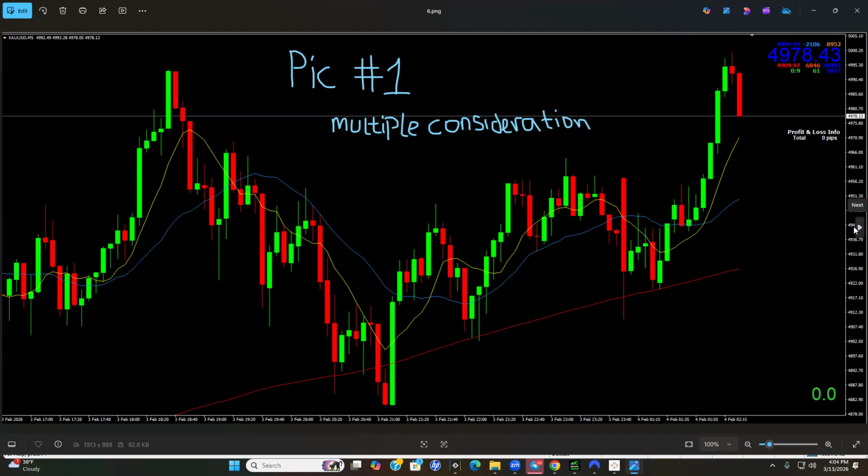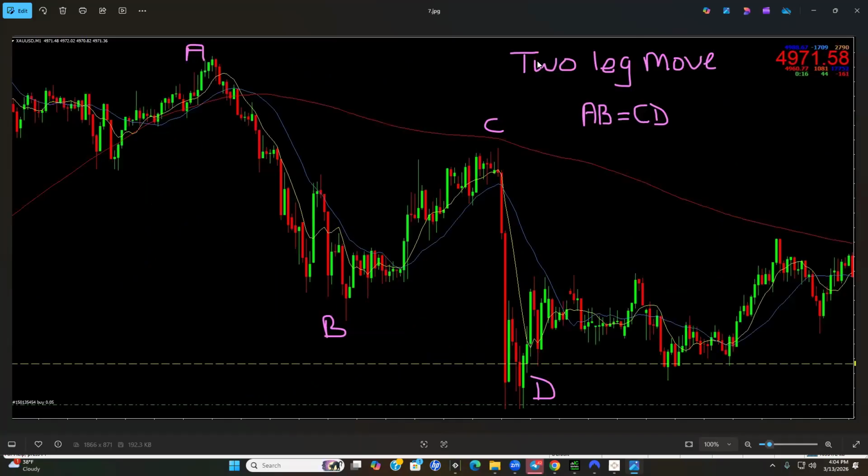Okay, that's one. That's another one. Two leg. I don't know if this is a bit too advanced. Maybe it's a bit too advanced. Okay, I'll teach you nevertheless. I'll just quickly tell you what's going on. A two-leg move: the first leg is A down to B, pull back, then C down to D.